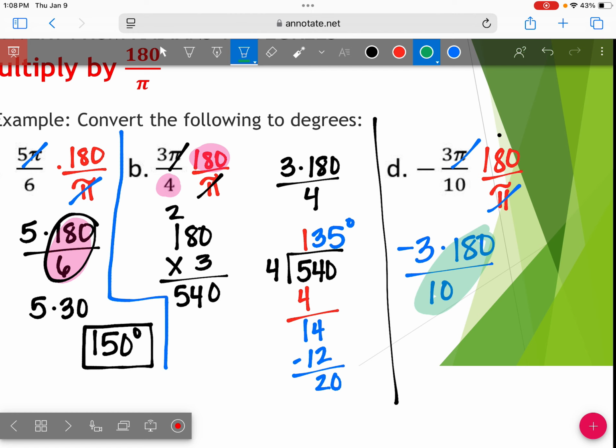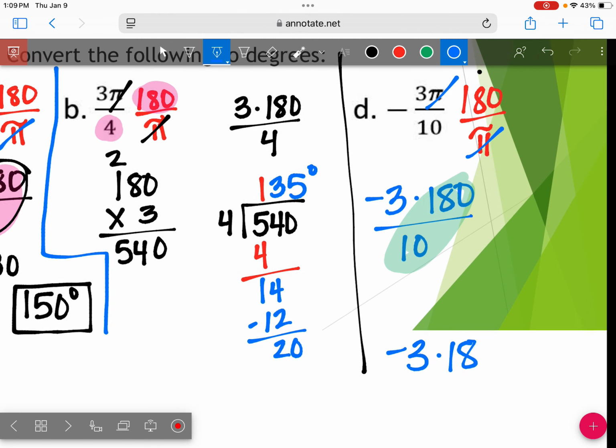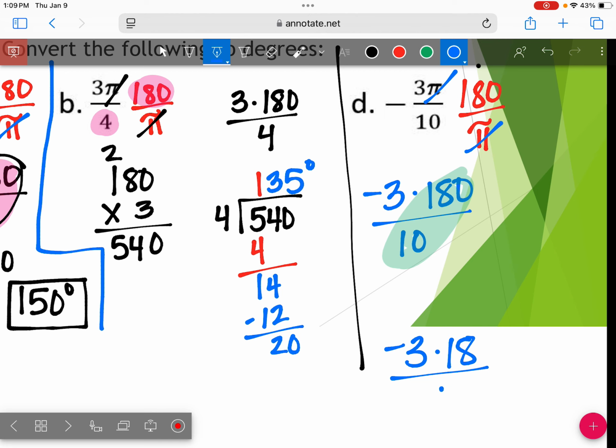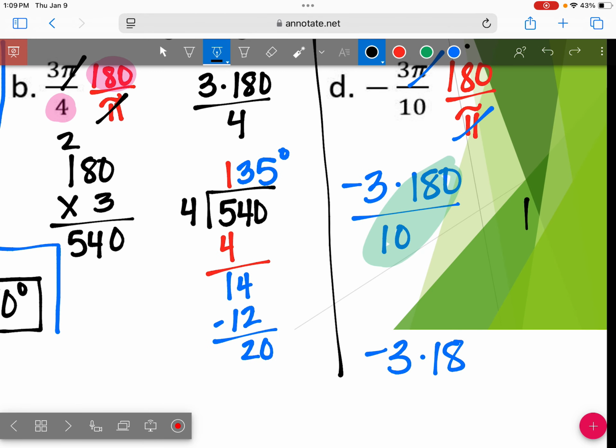180 over 10 can reduce down to just 18 and 1. So you're left with just -3 times 18. Go ahead and multiply off to the side. Take 18 times 3. So it'll be -3 times 18 over 1, but of course, if your denominator is 1, we can discard it. Go ahead off to the side, take 18 times 3.